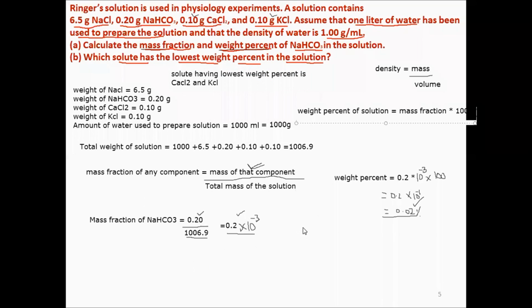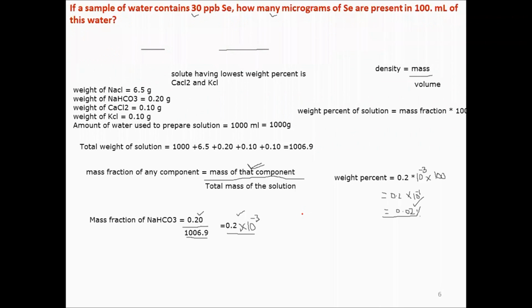Now let us move to next numerical, but for that we have to clear all this. So now let us read the statement of the numerical. It states that if a sample of water contains 30 ppb selenium, ppb is parts per billion. We will see what does it mean. Calculate micrograms of selenium that are present in 100 ml of this water.